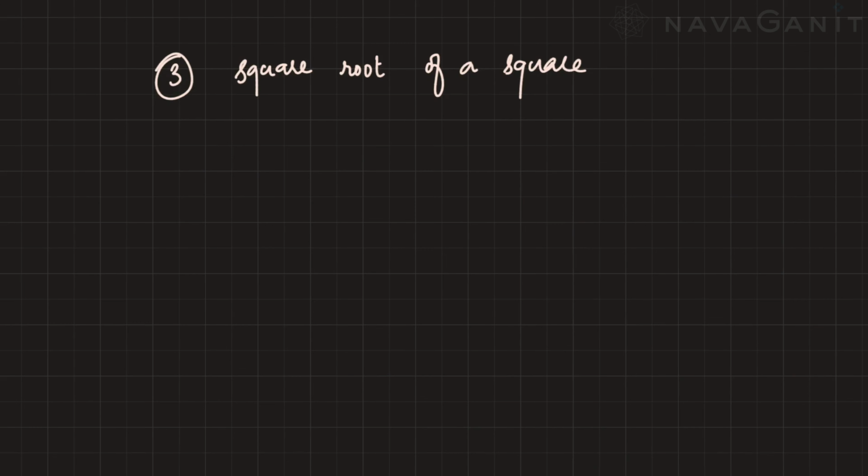Now what about square root of a square? For any positive integer x, that is x is greater than 0, square root of x squared will be x. For example, square root of 36 will be 6, since 6 squared is 36. So for any positive number x greater than 0, the square root of x squared is x.